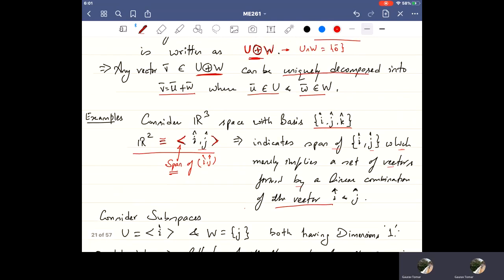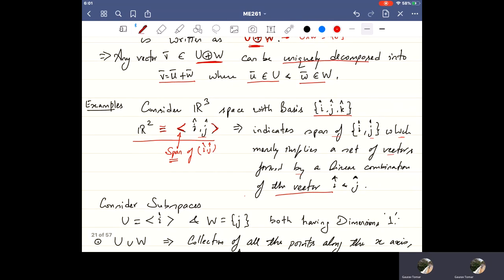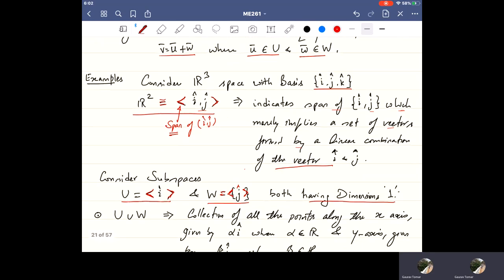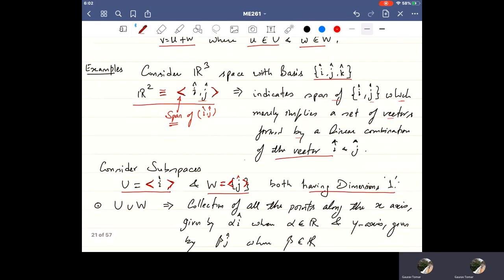Now, if you take two subspaces of R square, let's say we pick i hat and j hat as the bases. So I should write it as span here. Correct it. It should be span of j. So W is the span of j hat, and this subspace U is the span of i hat. Now both have dimension 1. That is clear because there's only one vector which is constructing the entire subspace.